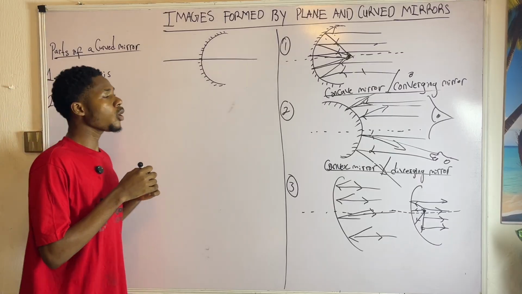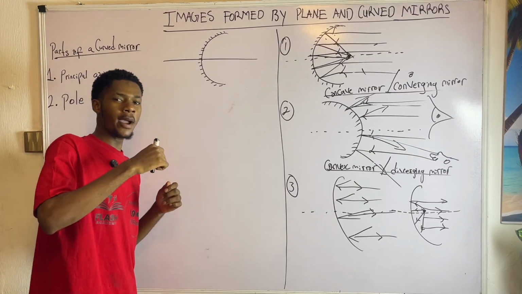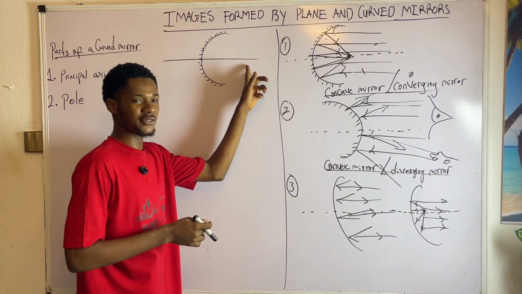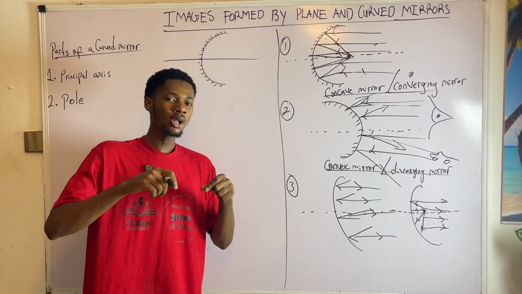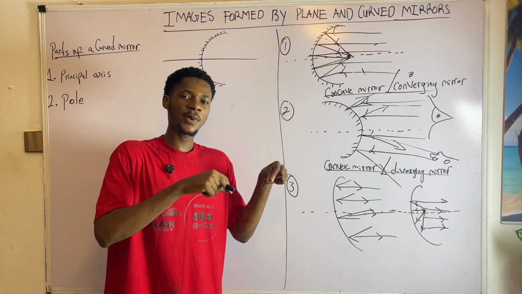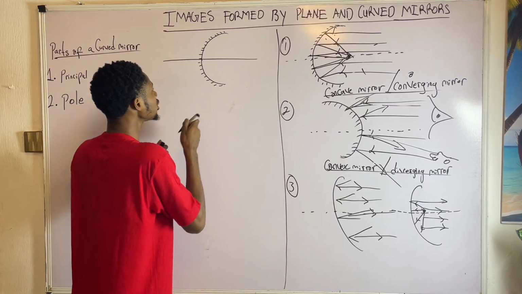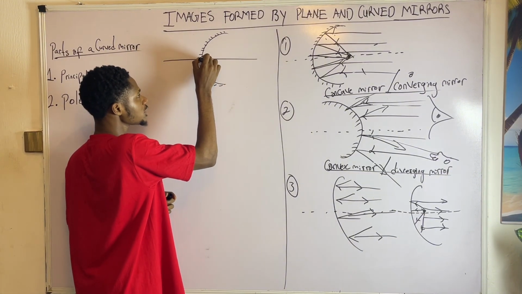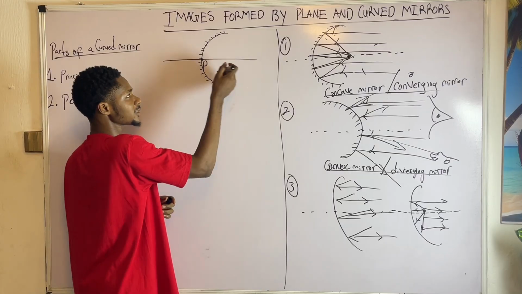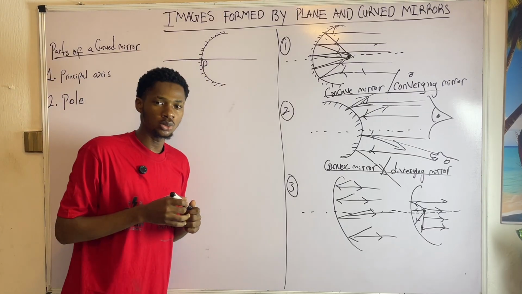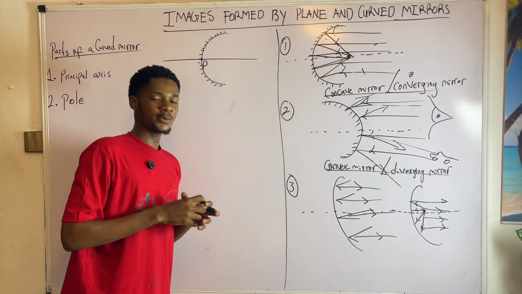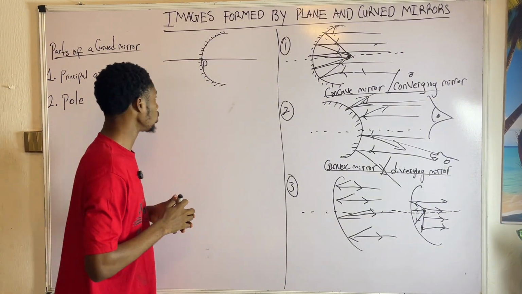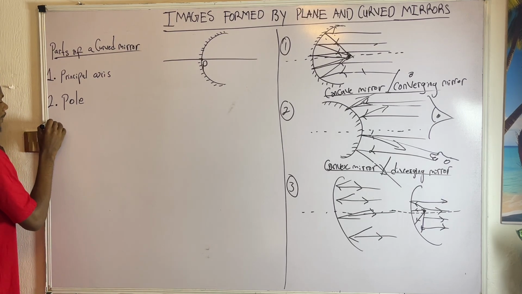Now the pole of a curved mirror is the point in which the principal axis touches the curved mirror. You see the magic? I have to describe this one first because I know I need it in the definition. So the pole of a curved mirror is the point in which the principal axis touches the mirror. This point that I labeled with a dot is the pole. That is, this point where this line, which is the principal axis, touches the curved mirror is the pole.